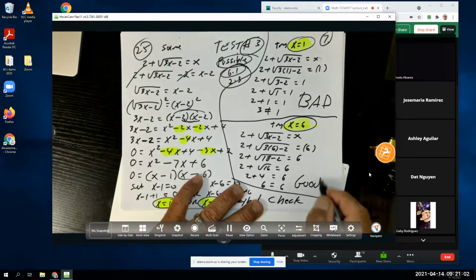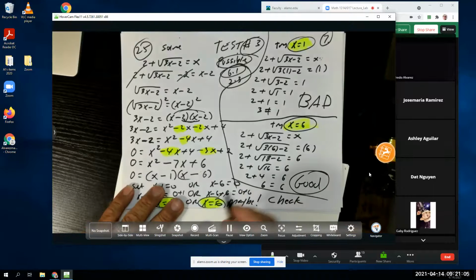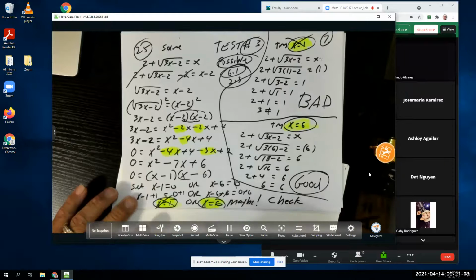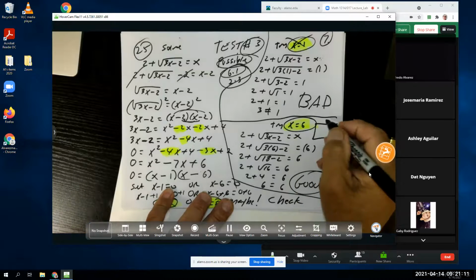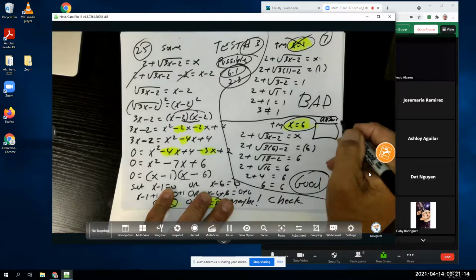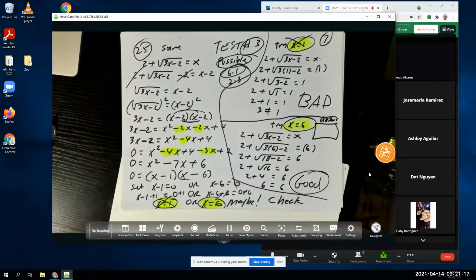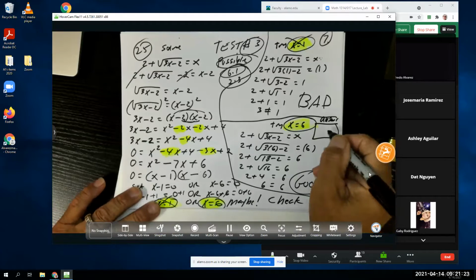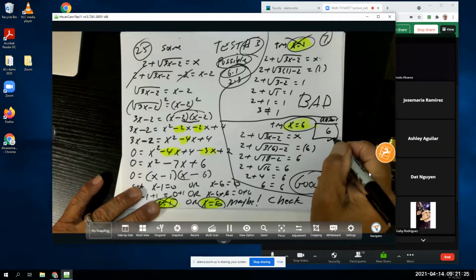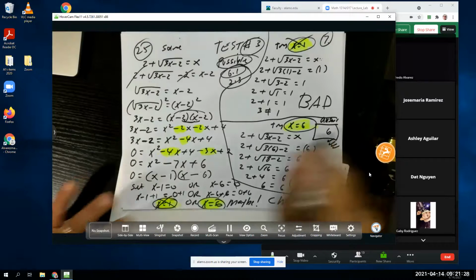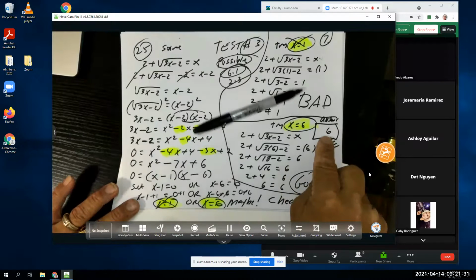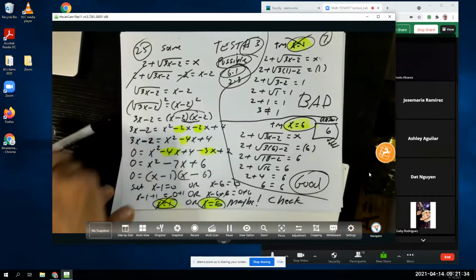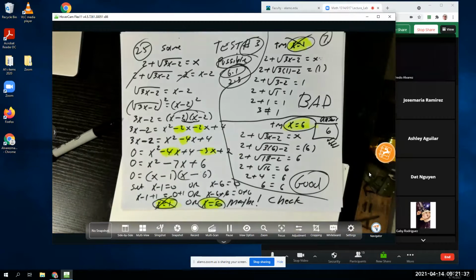This is good. So now, what do you think the answer is? Is this one bad? And if this one's bad, in my answer box, I want you to tell me the good answer. What is the answer for this problem? 6? Somebody said 6. Is that okay? Yes or no? Is everybody okay? Yes. Y'all agree with them? Is the answer going to be 6? Yes.